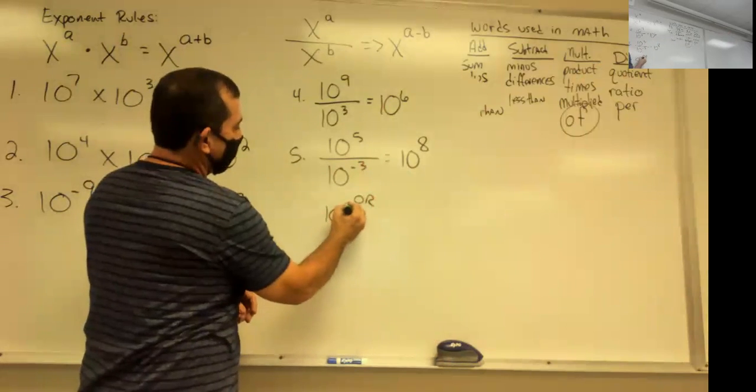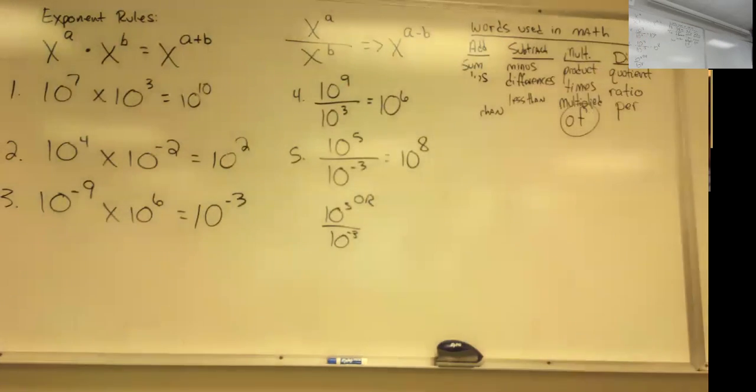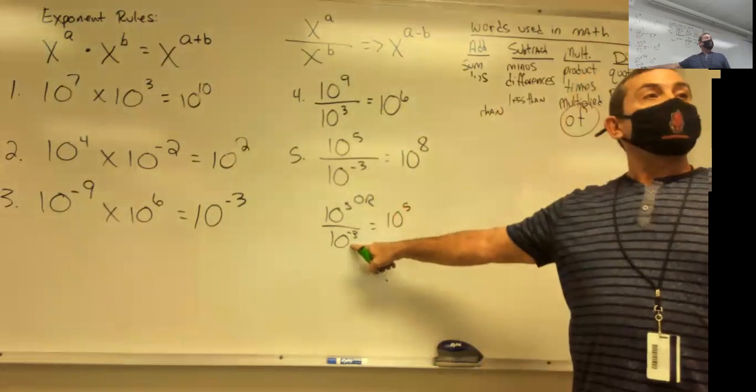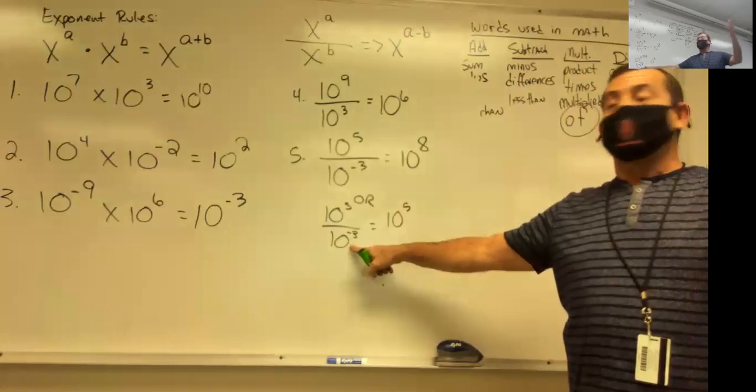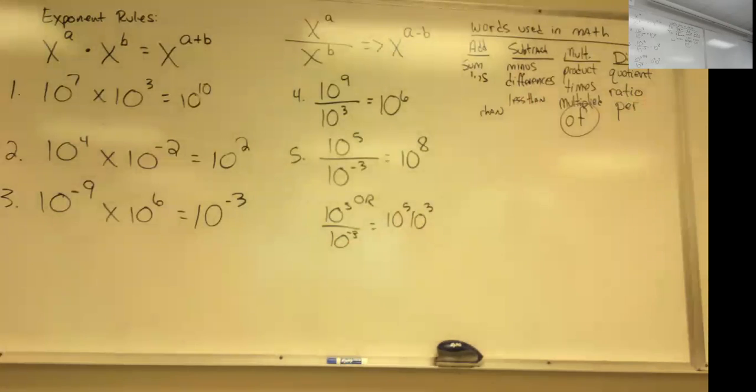I got a 10 to the fifth over 10 to the negative third. If you move one of those up or down, you change the exponent sign only. So watch what I could do to this. I could bring over that 10 to the fifth. I could move this 10 to the negative third from the bottom to the top. If I do that, I change the sign of the exponent only. But now you got a 10 to the fifth times a 10 to the third, right? So what would you do to that?